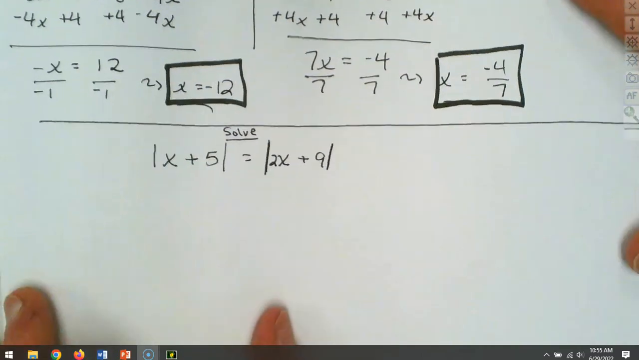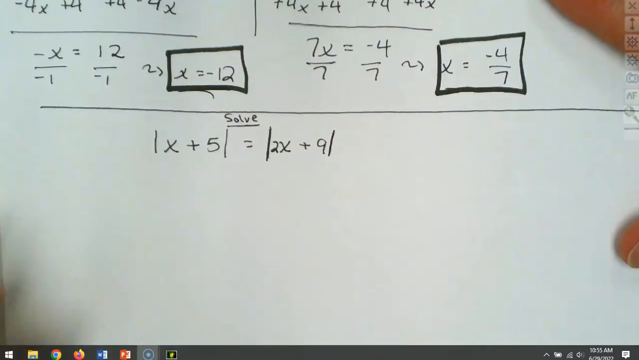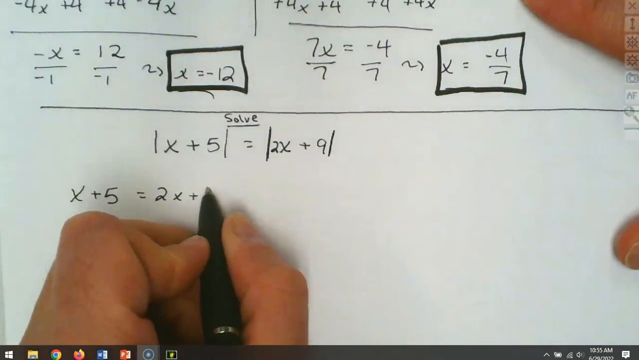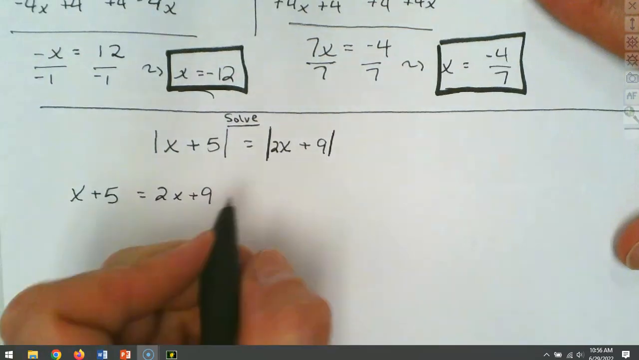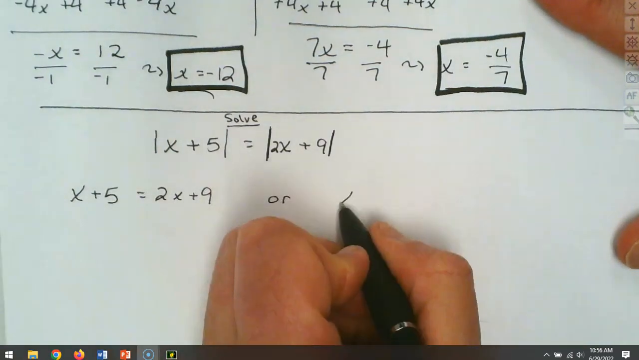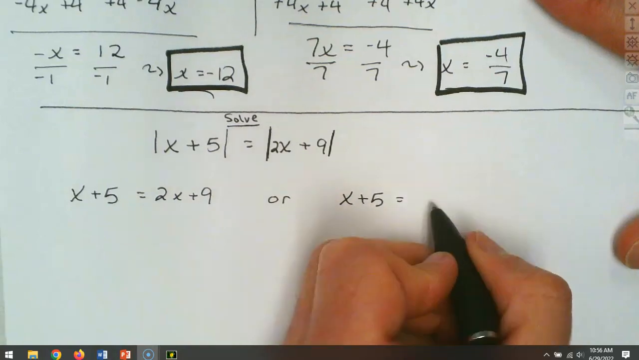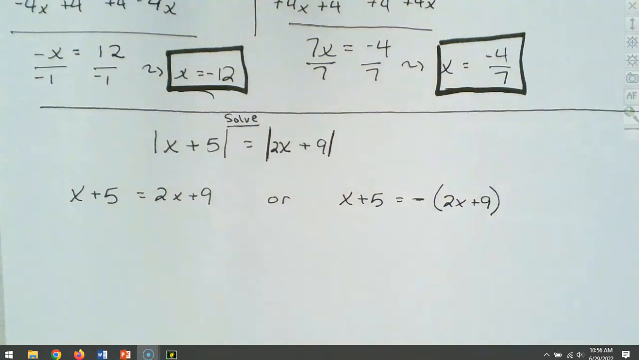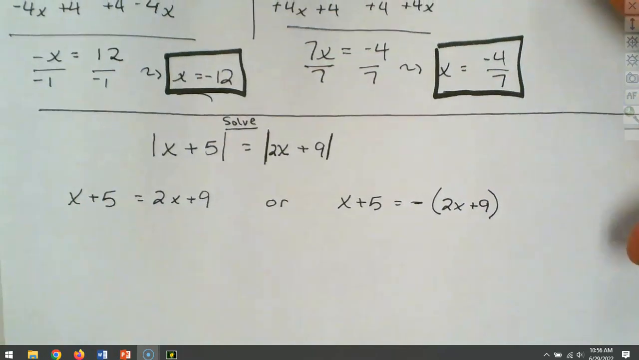Now we're still going to get our two equations, right? And what are our two equations going to be? They're going to be x plus 5 equals 2x plus 9. Nothing new there. What's the other one? X plus 5 equals a negative 2x plus 9. Remember those? So when you have an absolute value equaling another absolute value, the first one you just drop the bars. The second one, you just put a negative in front. And now we just distribute through and solve these.